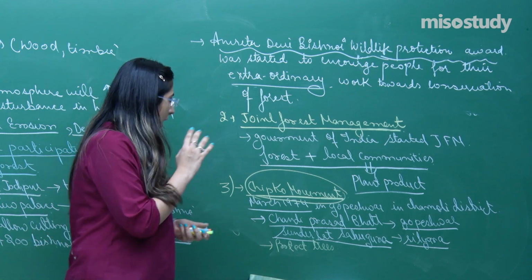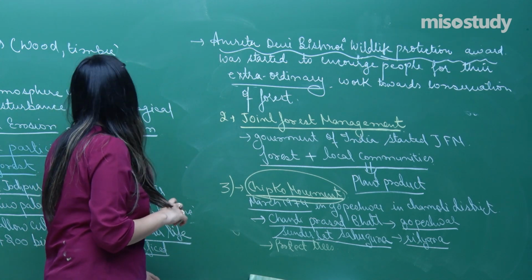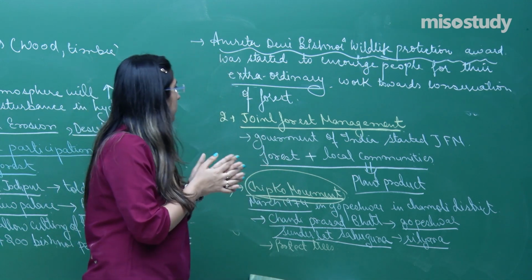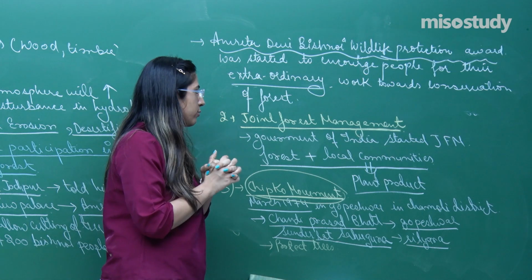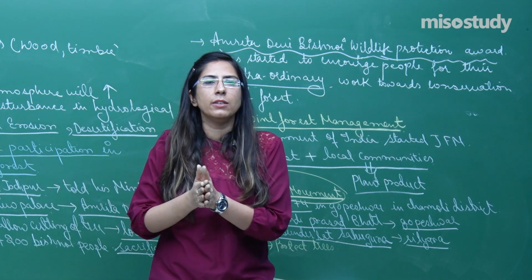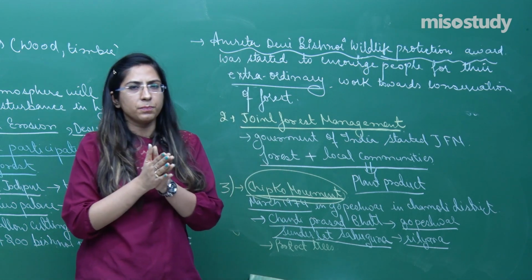So in that respect, we have discussed three types of movements. First, we discussed the Amrita Devi Award. Second, we discussed joint forest management, in which the forest officers work in harmony with the local communities. And third, we discussed the Chipko movement.